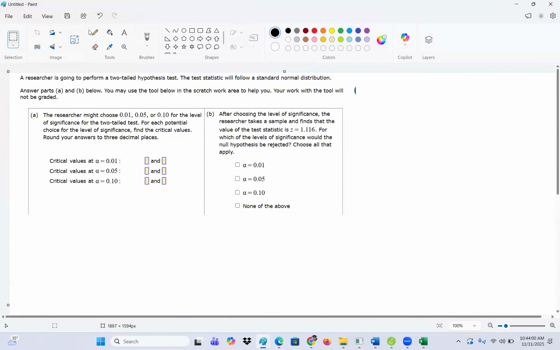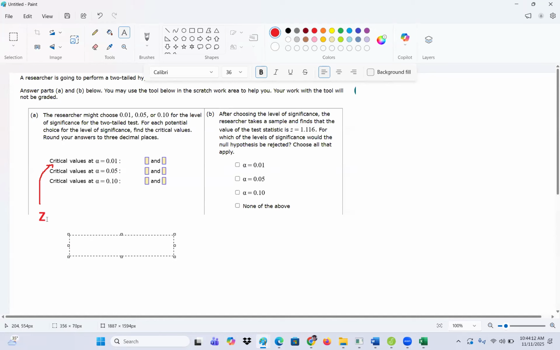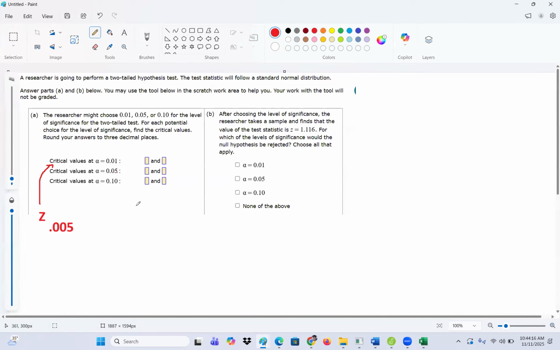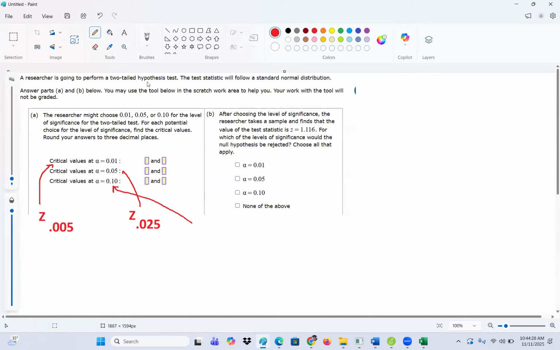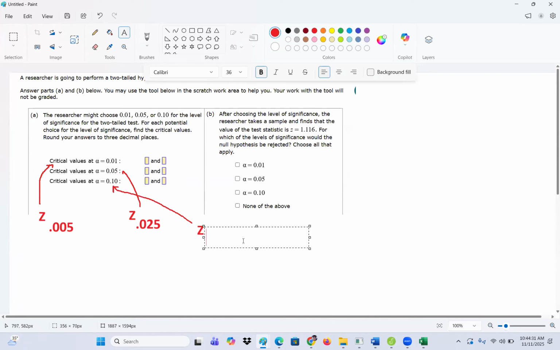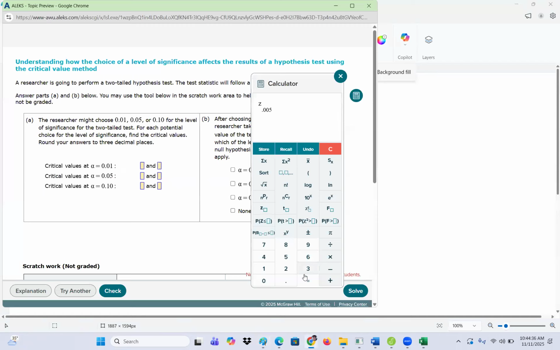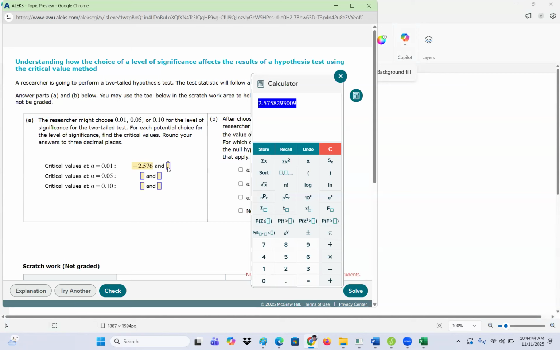The reason why I have to take the Z of 0.005 is that we can work on the two tail. And then the same thing, we're going to look at the Z of 0.025, and that one was just the Z of 0.05. Don't forget to check plus or minus. So apparently you're going to have something like negative 2.576 and positive 2.576. And the same thing for that, we can also take the Z of 0.025, which essentially will give us 1.96, and then the positive 1.96.